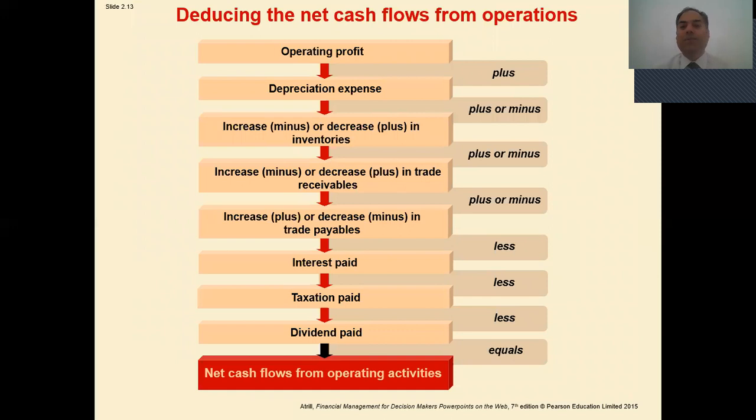Deducing the net cash flows from operations. We take our operating profit plus depreciation expense, plus or minus: increase minus or decrease plus in inventories, increase minus or decrease plus in trade receivables, increase or decrease in trade payables, interest paid, taxation paid, dividends paid, and we have our net cash flows from operating activities.